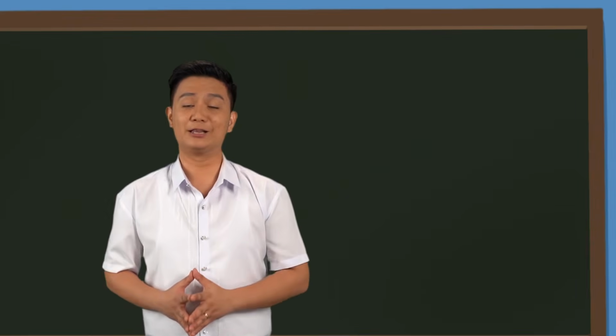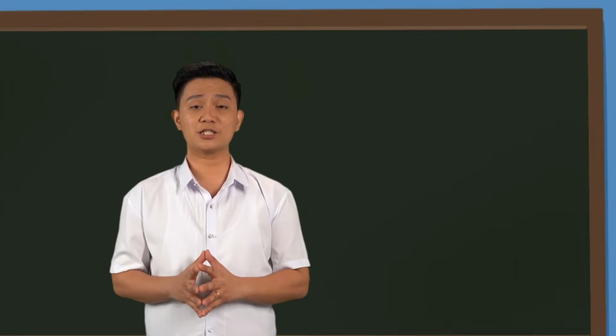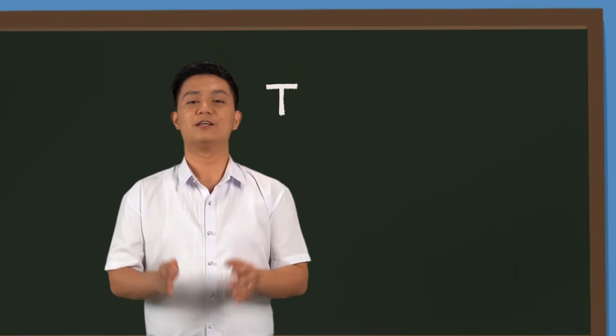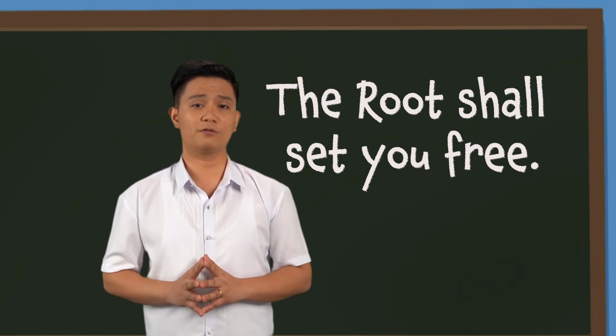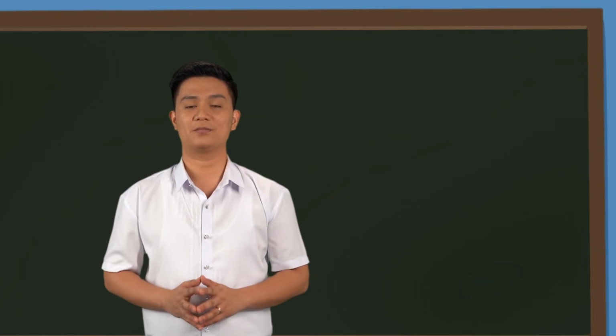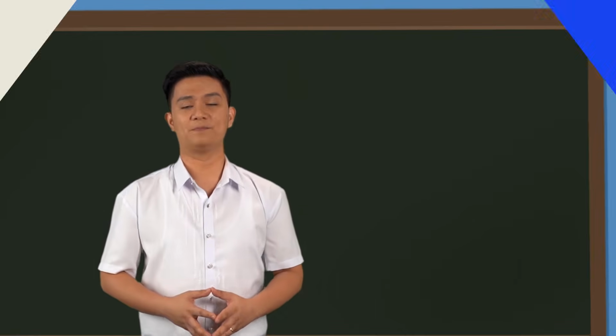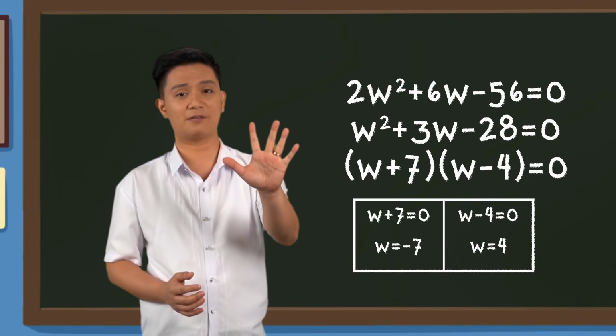And that has been a learning-packed discussion. Let's do a review by answering this activity called The Root Shall Set You Free. Use the method of your choice in solving each quadratic equation. Item number 1, 2w squared equals 56 minus 6w. Let's do this. Alright, freeze that hand right there.